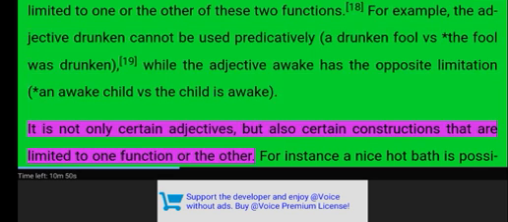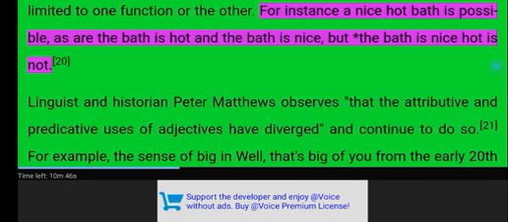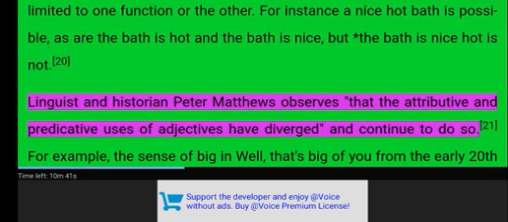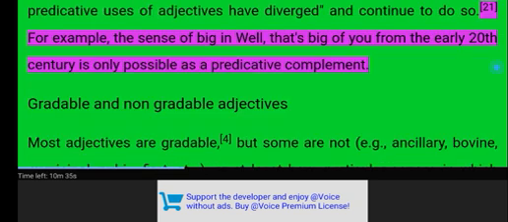It is not only certain adjectives, but also certain constructions that are limited to one function or the other. For instance, a nice hot bath is possible, as if the bath is hot and the bath is nice, but *the bath is nice hot is not. 20. Linguist and historian Peter Matthews observes that the attributive and predicative uses of adjectives have diverged and continue to do so. 21. For example, the sense of big in, well, that's big of you, from the early 20th century, is only possible as a predicative complement.